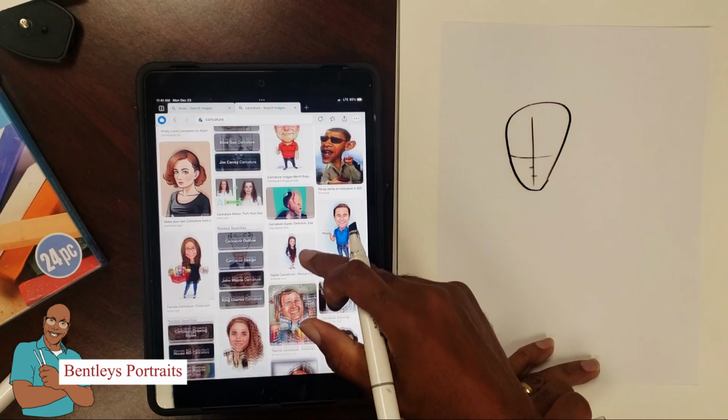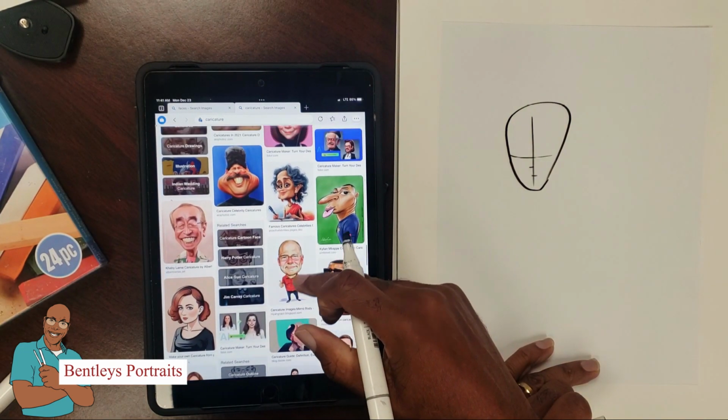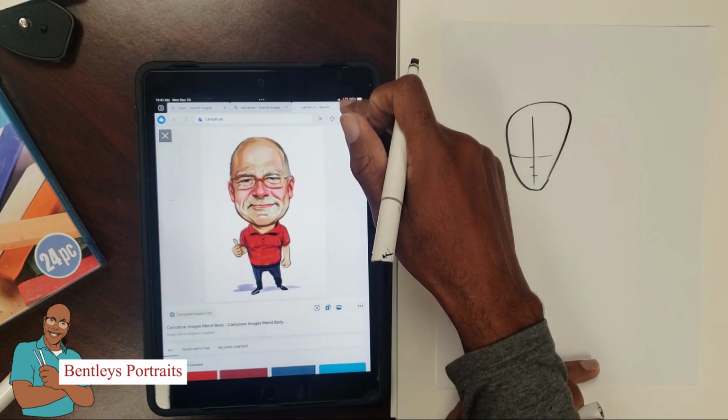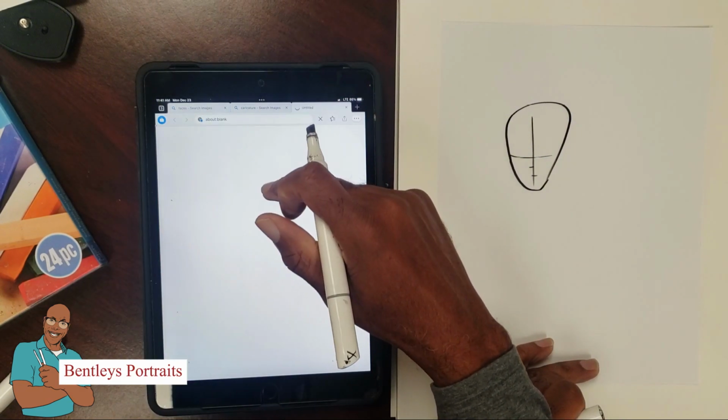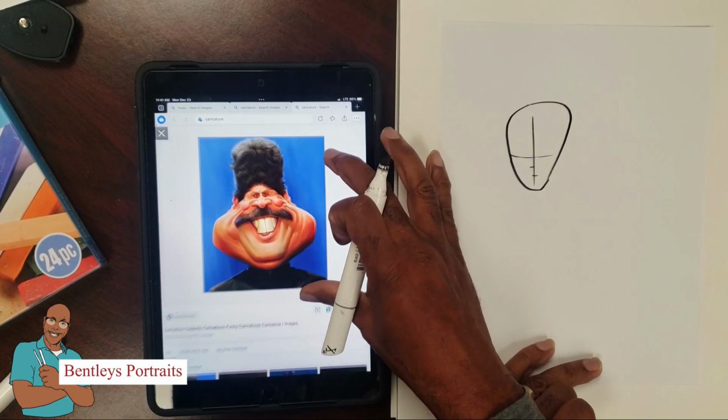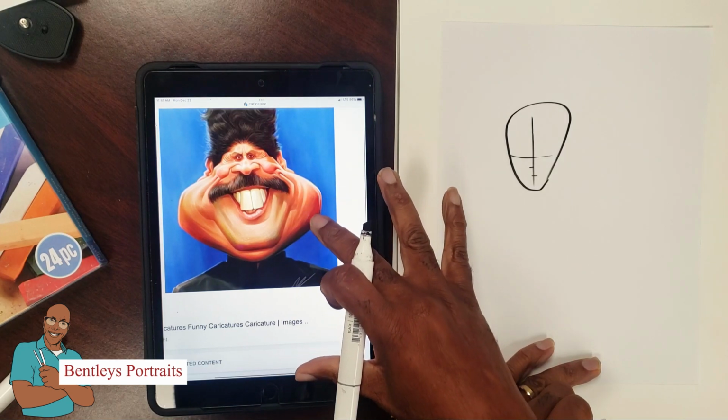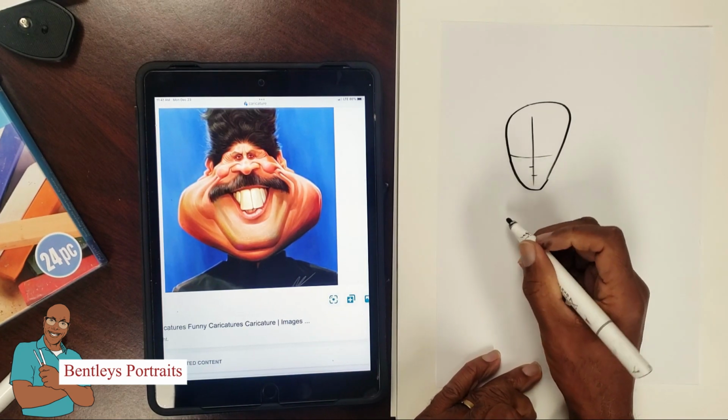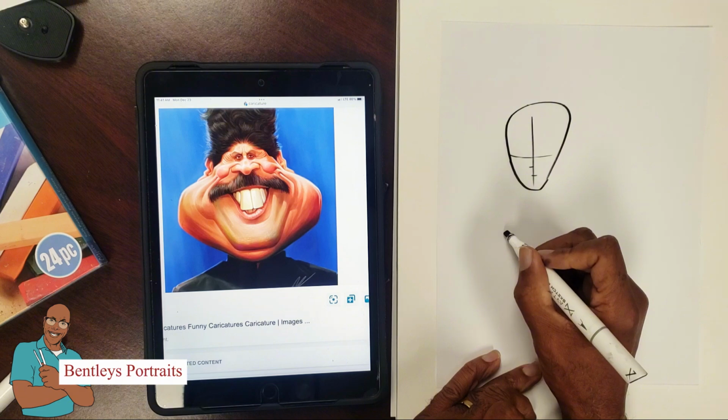Some people may seem to have a wider top of the head, a wider lower part of the head, a big nose, a small nose, eyes that are close together. Those are things that are perceived, and that's what you would draw.